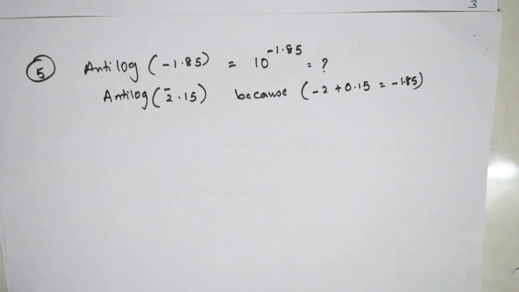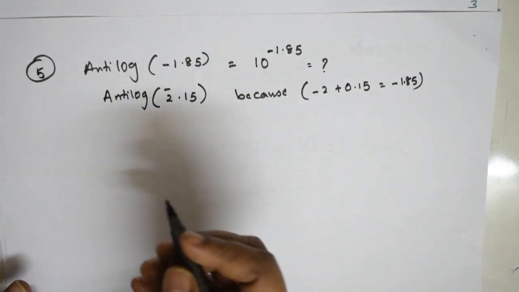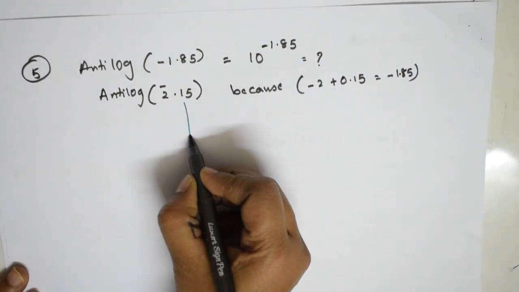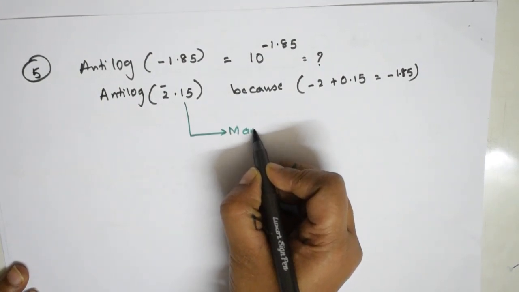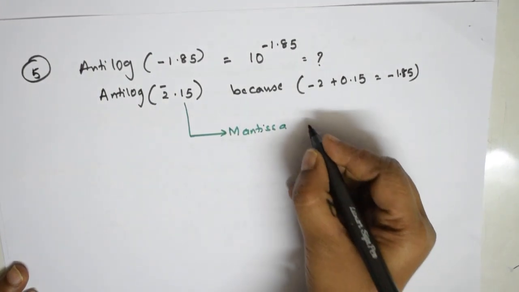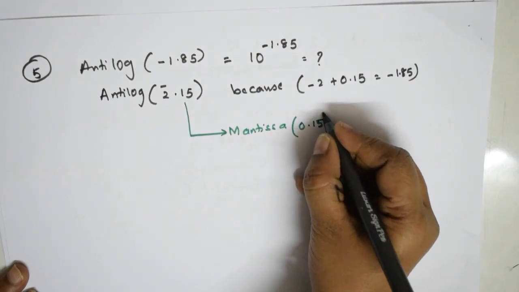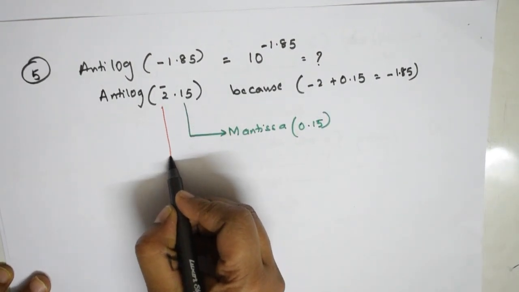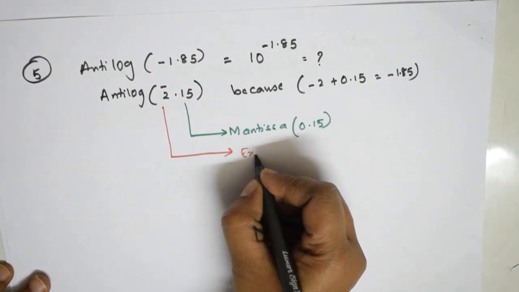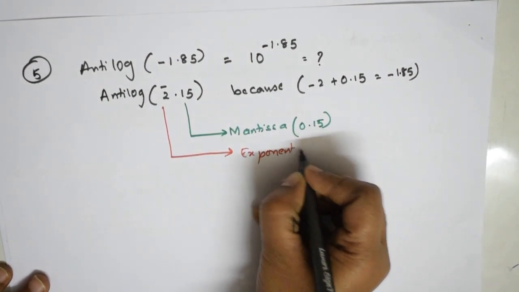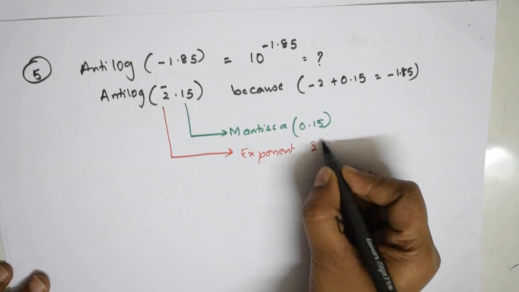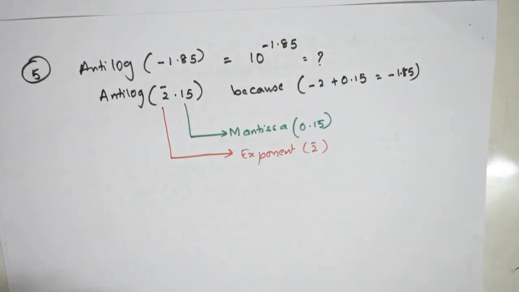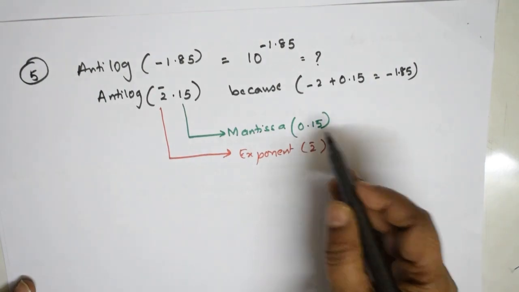Now when I take these, again there are two values, that is, two components. This is the mantissa part. So how much is the mantissa value? 0.15, right? And this is the exponent part. How much is the value? The exponent part is this, right? So when I take the mantissa part, now let us see 0.15.